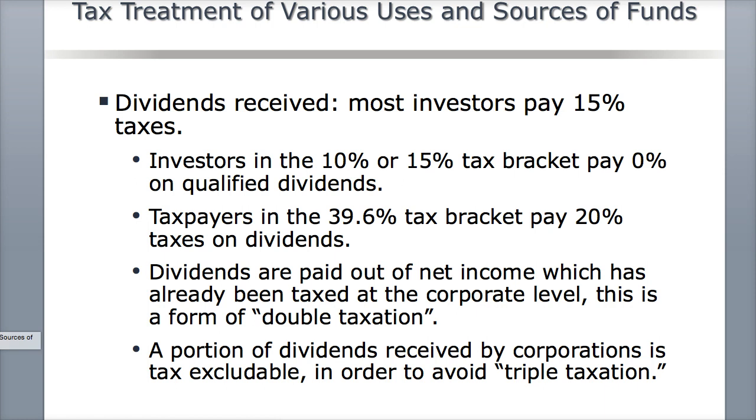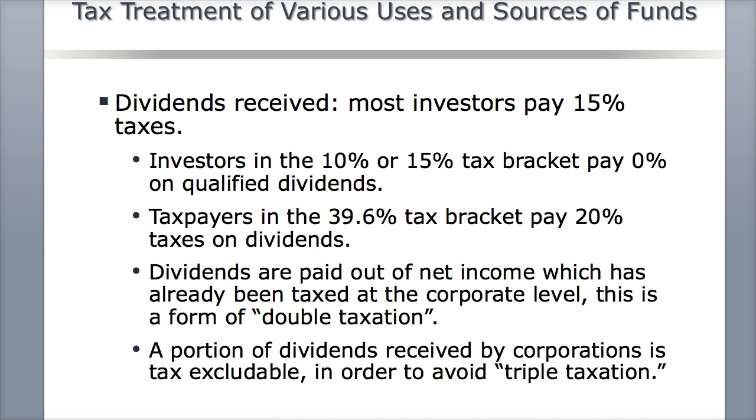So most investors, if you're a regular individual investor, you pay 15% tax on qualifying dividends. So investors in the 10 or 15% tax bracket will pay 0% on qualified dividends. So if your earned income is very low, you won't pay any money on qualified dividends. But if you're a taxpayer in the 39% tax bracket, you're going to pay 20% on dividends that a stock would pay.